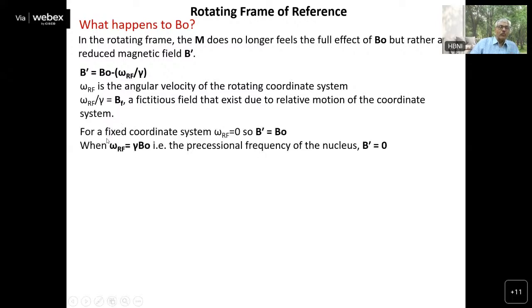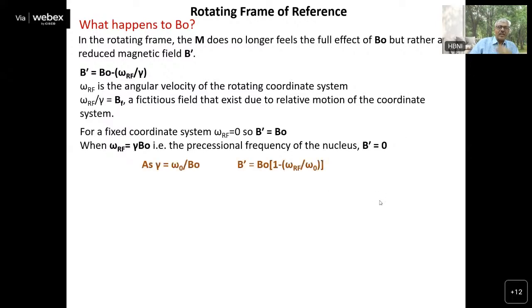If you compare with the fixed coordinate system, omega RF is equal to 0 because the frame is not rotating, so the magnetic fields B prime and B0 are the same. But when your frame is rotating at the precessional frequency of the nucleus, B prime becomes 0. That means the effective field experienced by the nucleus becomes 0.